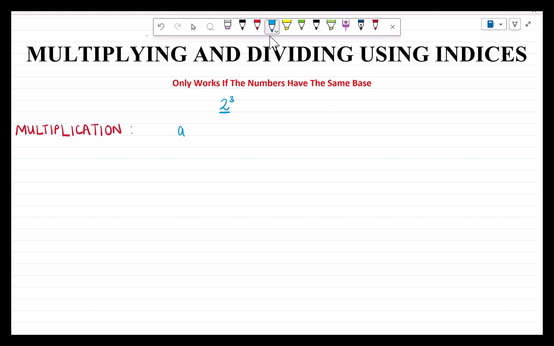Suppose you've been given a to the power of 3 times a to the power of 2. What this means is we're multiplying a by itself 3 times, so we have a times a times a. And we're also multiplying a to the power of 2 by itself twice, so that will be a times a. Now, counting the number of a's, that's 1, 2, 3, 4, 5, we would have our answer as a to the power of 5.